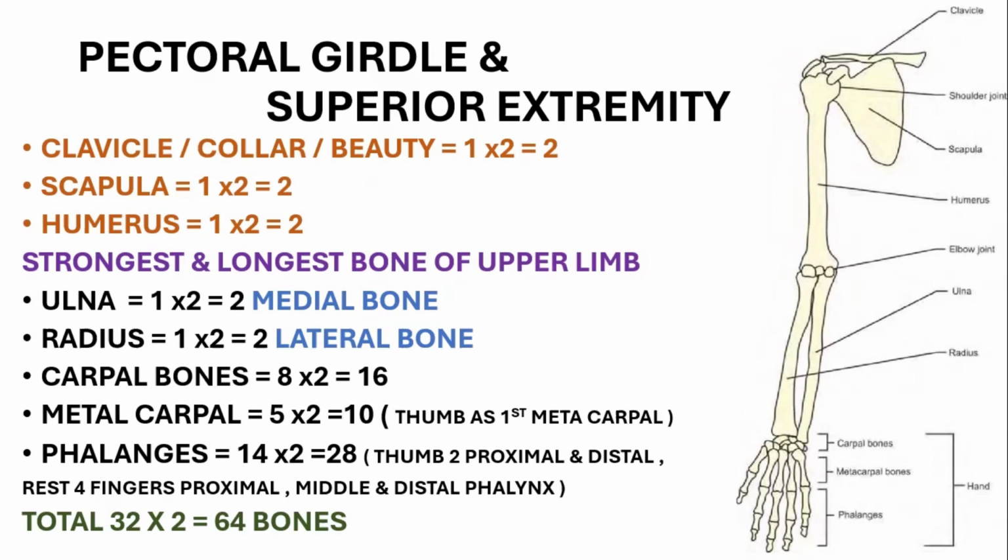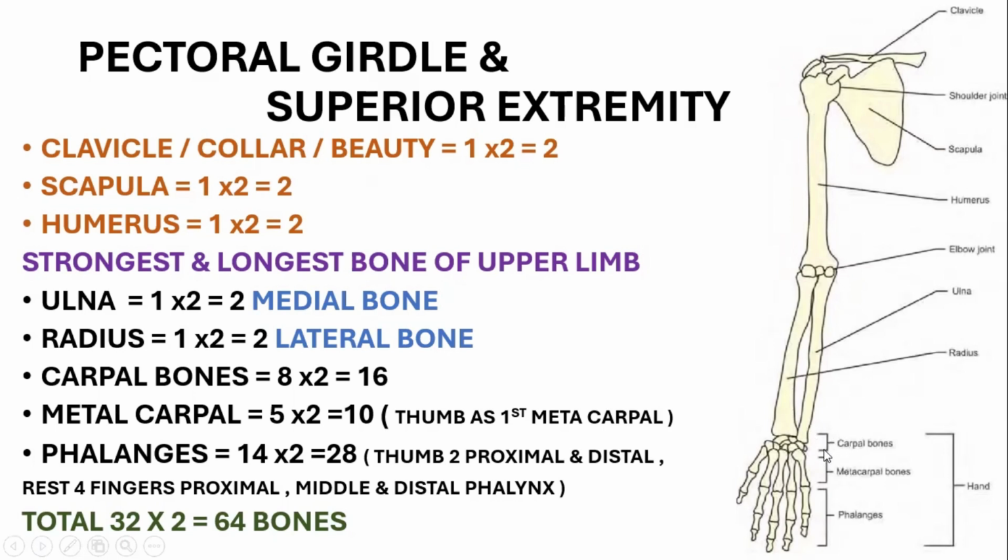So in the right hand we have 1 ulna, in the left hand we have 1 ulna. So for this reason it is written like this: 1 into 2 equal to 2. Okay. Then we have the carpal bones. Where are the carpal bones present? In the hand. As we know, after this joint the rest is known as hand.